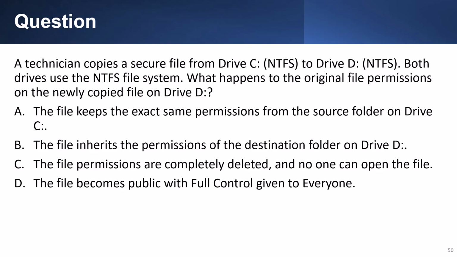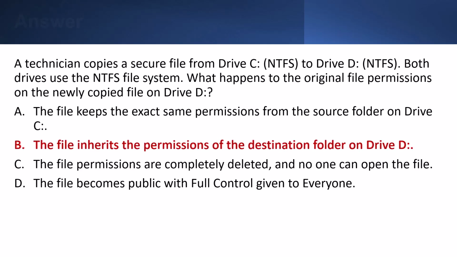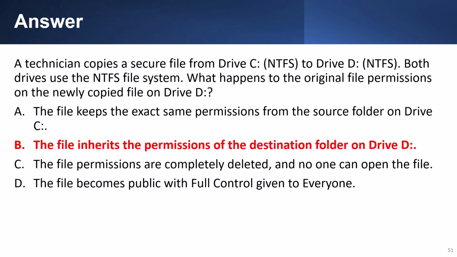Question: the technician copies the secure file from drive C, an NTFS volume, to drive D. Both drives use the NTFS file system. What happens to the original file permissions on the newly copied file on drive D? Answer: the file inherits the permissions of the destination folder on drive D.